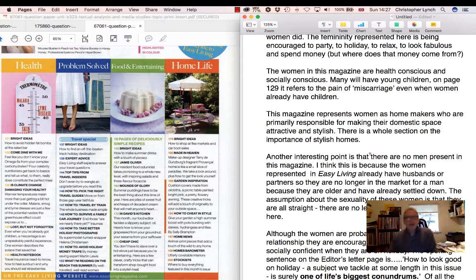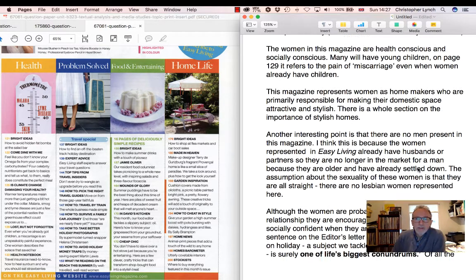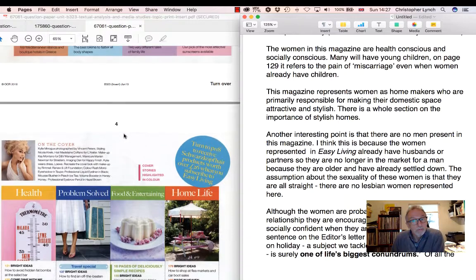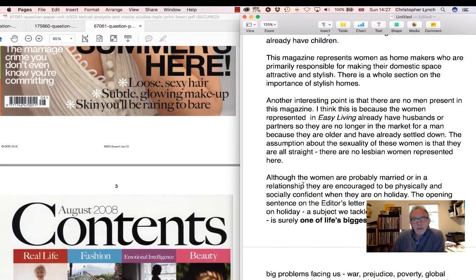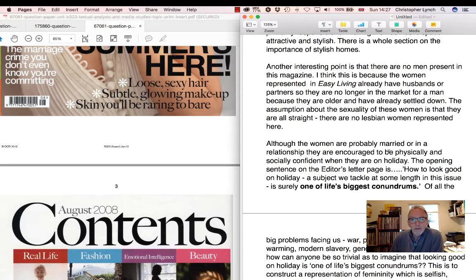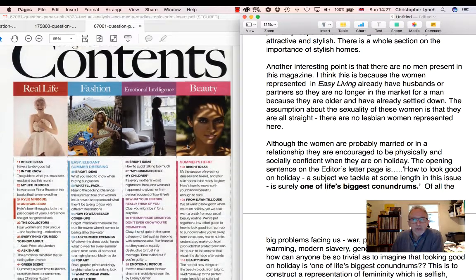Another interesting point is that there are no men present in this magazine. I think this is because the women represented in Easy Living already have husbands or partners, so they are no longer in the market for a man because they are older and have already settled down. The assumption about the sexuality of these women is that they are all straight. There are no lesbian women, for example, represented in these pages.